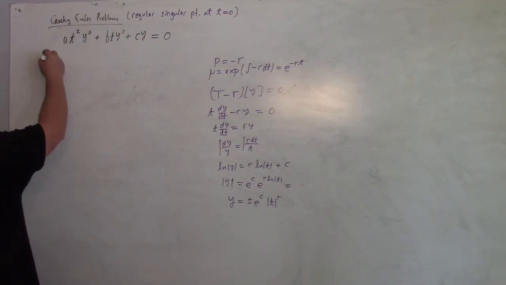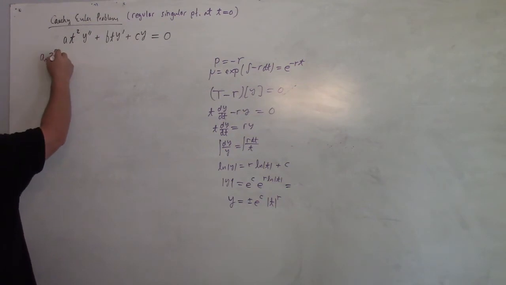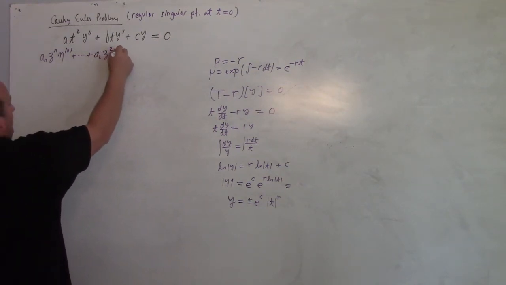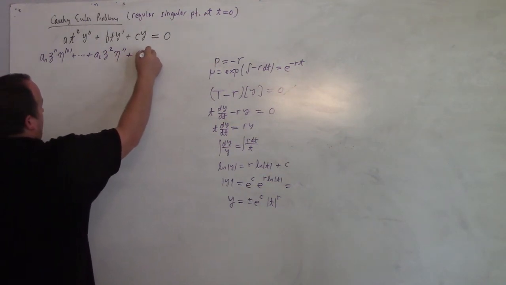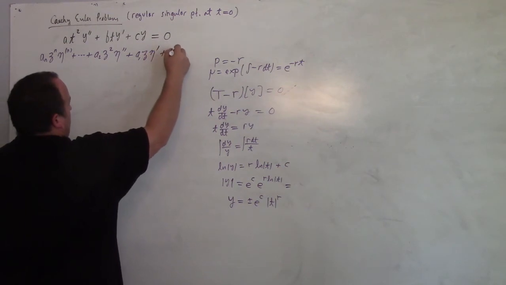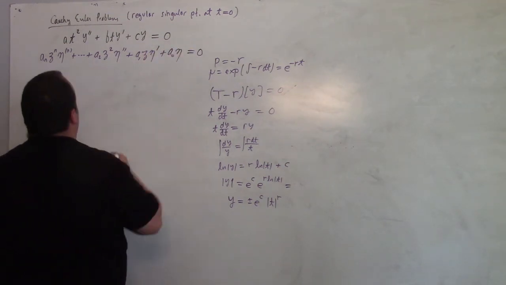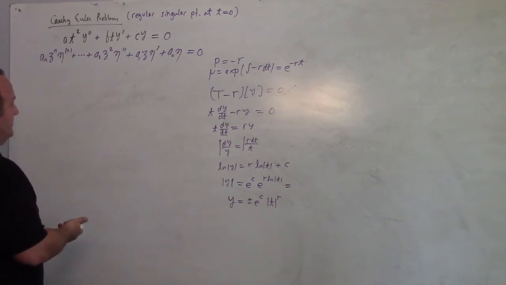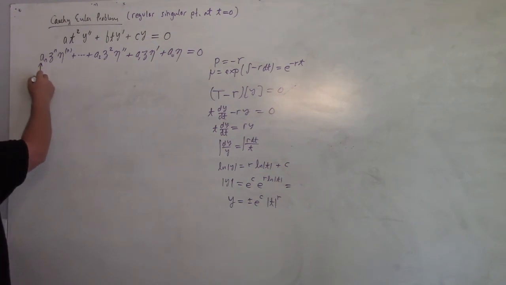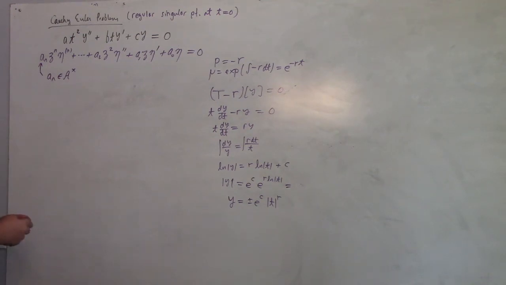But what I'm looking at in this section is actually just this, right? An zeta to the n, eta to the nth derivative, plus a2 zeta squared eta prime prime, plus a1 zeta eta prime, plus a0 eta equal to zero, right? So this is the Cauchy Euler problem. And for the sake of common human decency, An is a unit of the algebra.